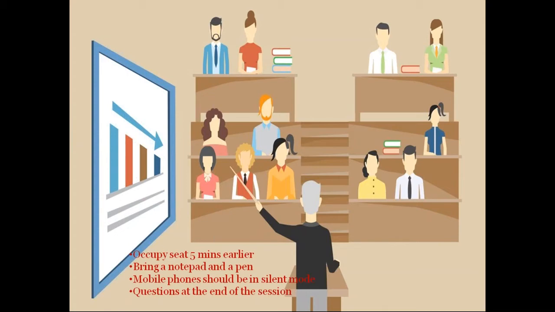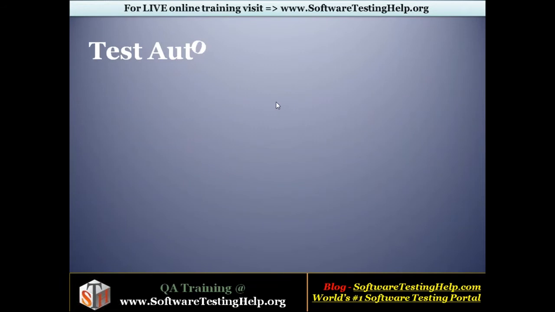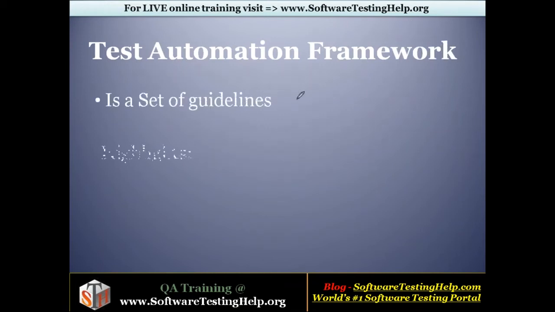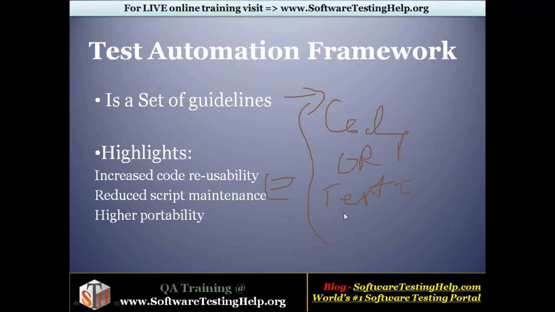So, I can define my framework using this example as a set of guidelines which, when followed, gives us beneficial results. Now, how do I define my test automation framework? Again, my test automation framework is a set of guidelines, but it corresponds to the coding standards, the object repository maintenance, test data handling techniques, etc. So any guidelines that give us positive outcomes, the positive outcome might be reduced script maintenance, code reusability, etc.